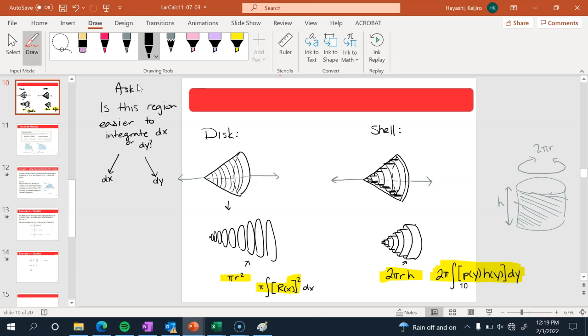So the question you want to be asking yourself is not, oh, do I like shells or do I like disks better? It's, is it better to integrate the region dx or dy? That should be the first question.